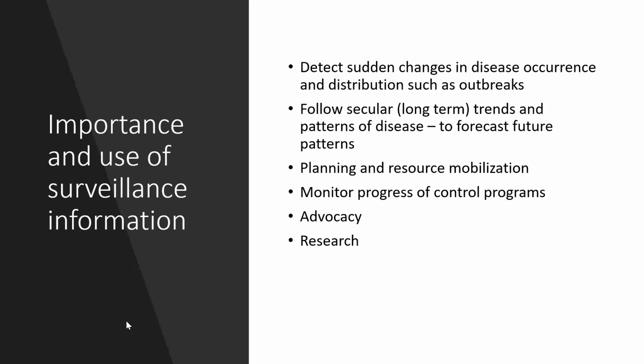So that brings us to the importance and use of surveillance information. You're able to detect sudden changes in the occurrence and distribution of a disease. If you're keeping that regular watchful scrutiny and you're collecting data in a systematic manner and analyzing and interpreting it, if there is a change in the occurrence of a disease, the incidence of the disease, the prevalence of the disease, and the distribution, who it affects, when, and all of those descriptive epidemiology issues, you're quickly able to identify that change.